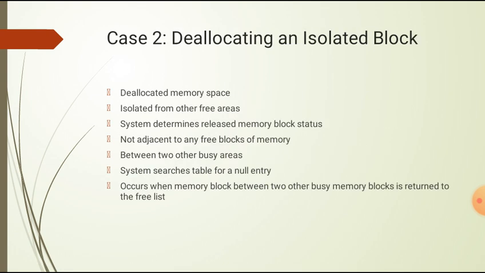Case 2. Deallocating an isolated block. Deallocated memory space is then isolated from other free areas. The system determines a released memory block status is not adjacent to any free blocks of memory, between two other busy areas. Then the system searches the table for a null entry, and this occurs when a memory block between two other busy memory blocks is returned to the free list.